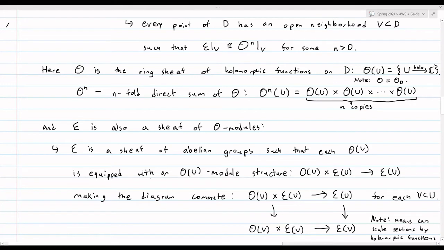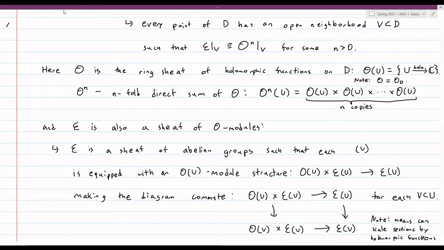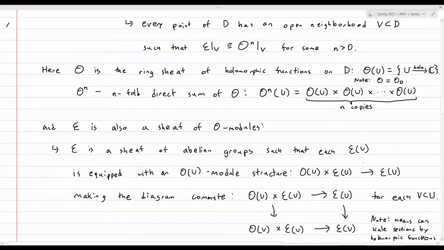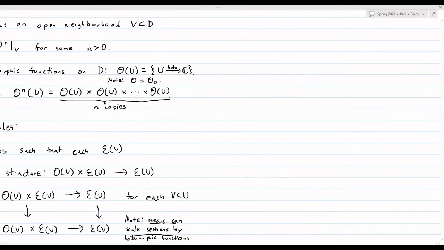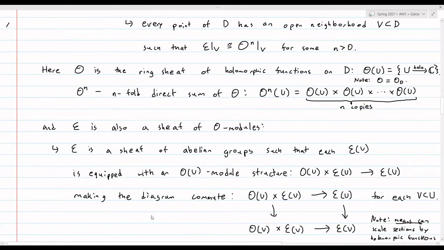Should this first one be E_V? A sheaf of abelian groups such that each... Right. Exactly. Yeah. Thank you. So such that each E_U is equipped with an O_U module structure. An O_U module structure is just telling you how to multiply your sections by holomorphic functions. So you need to have this diagram commute, and all it's saying is that you can scale your sections by holomorphic functions. So does that make sense?